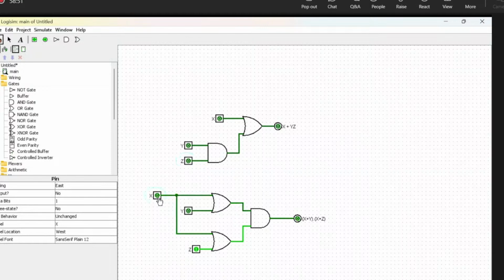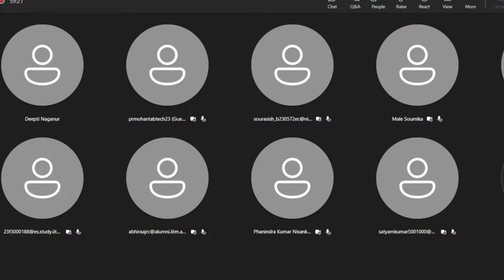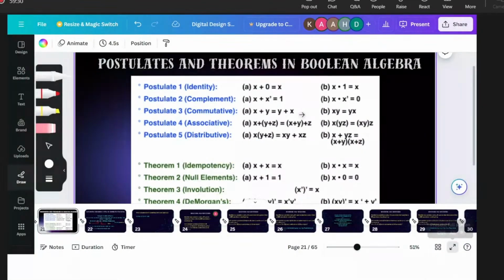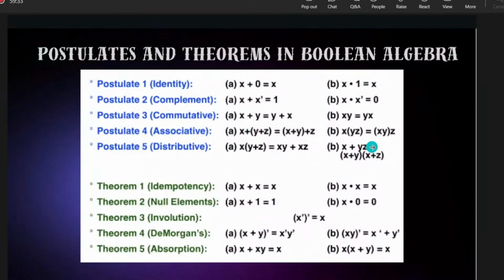What if, let me say, all the X, Y, Z are 1? In that case, the output will be 1. So you can see that I took different cases and tested, and I'm getting the same outputs for both these logical gates, which proves this postulate, that is X plus YZ equals X plus Y into X plus Z. So I have proved this part, that is postulate 5B, because this is a little tricky.